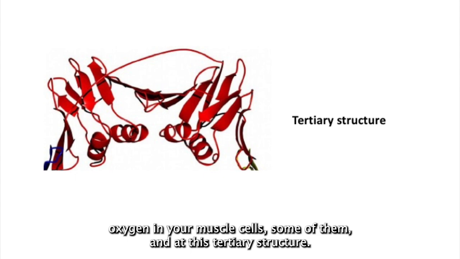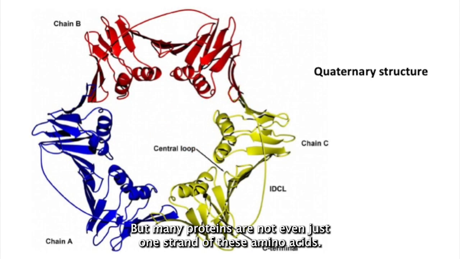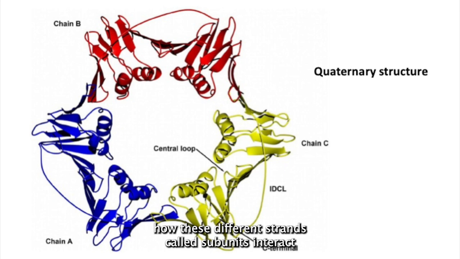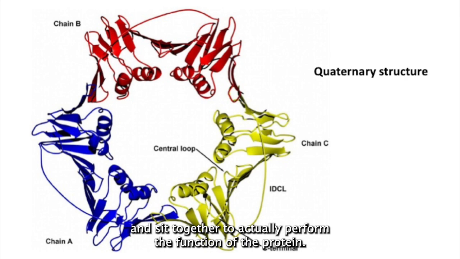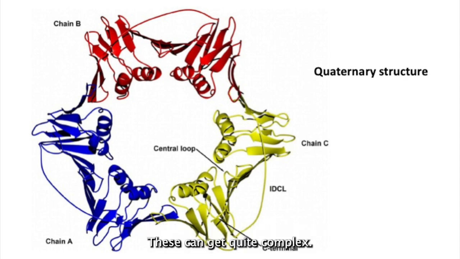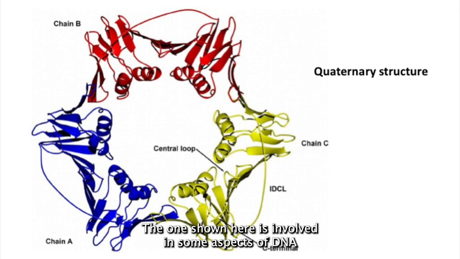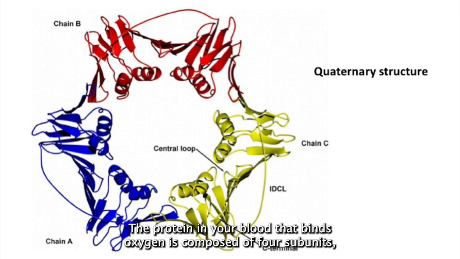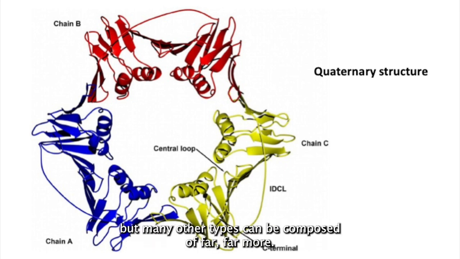Some of them end at this tertiary structure, but many proteins are not even just one strand of these amino acids. For these, we have the quaternary structure, how these different strands called subunits interact and sit together to actually perform the function of the protein. These can get quite complex. The one shown here is involved in some aspects of DNA replication and is formed of 3 protein subunits. Hemoglobin, the protein in your blood that binds oxygen, is composed of 4 subunits, but many other types can be composed of far, far more.